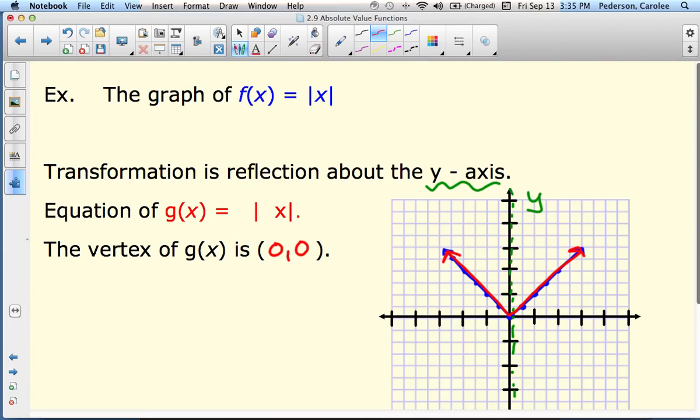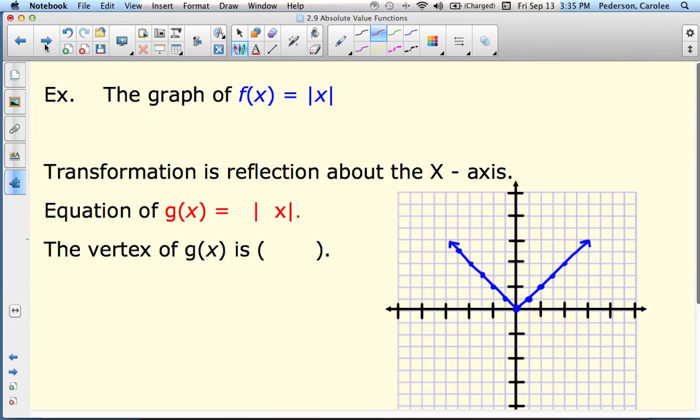But the equation does change. For reflection about the y-axis, there is a negative inside the function, inside that absolute value. So notice the difference from here to there. There's a negative inside the function. This next example I would say you probably should write down.